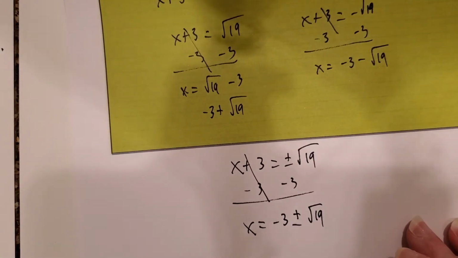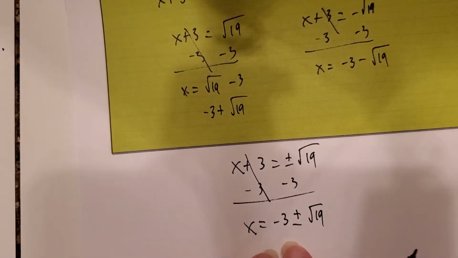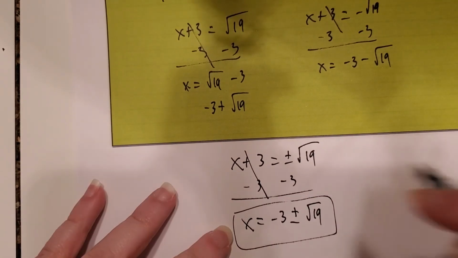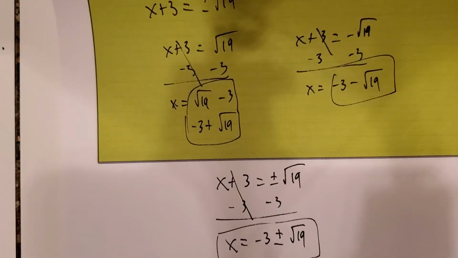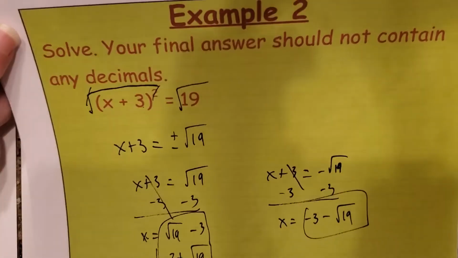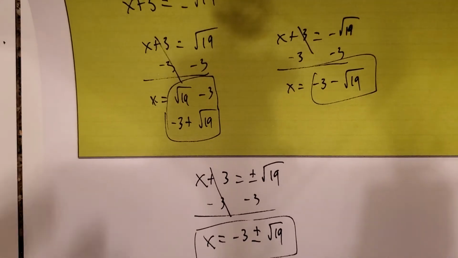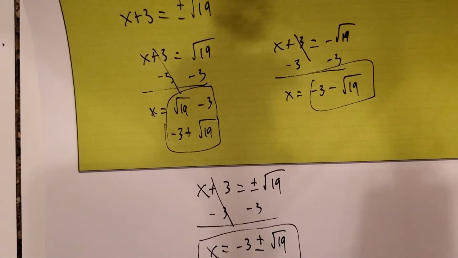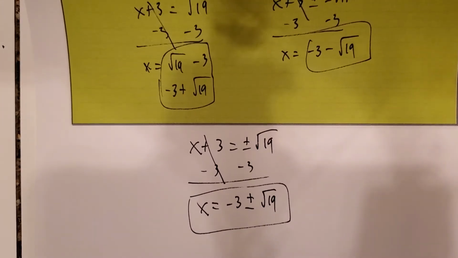If you use Khan Academy or look up internet articles for things like this, I feel like most places might give you an answer that looks like this. But technically speaking, everything here is correct, and it does follow the instructions. Your final answer should not contain any decimals. We don't have any decimals. That's why we're leaving the square root of 19 as is, and we're just tacking on the negative 3 along with it.